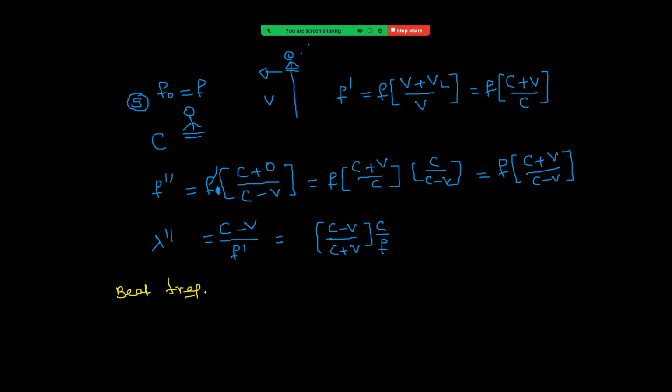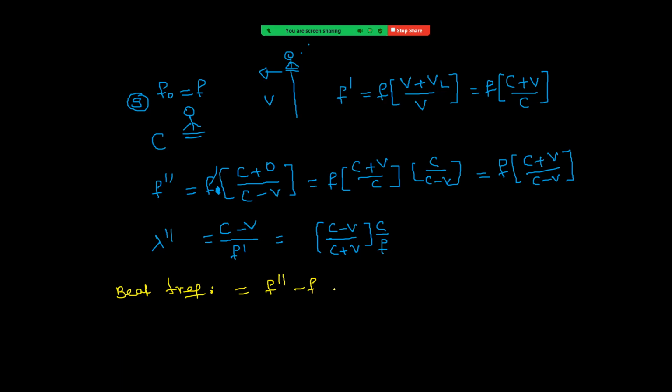Beat frequency is equal to F double dash minus F. Okay. So one, he listens to frequency coming directly from the source, that is F naught, and one is coming after reflection. So the difference of these two frequencies gives us the beat frequency, right?